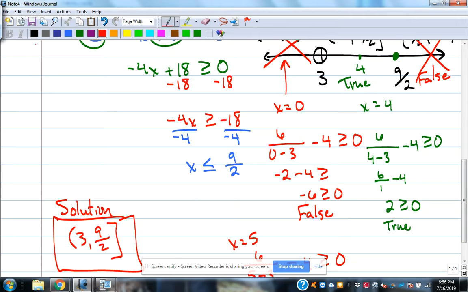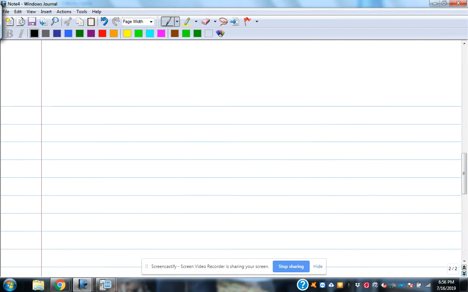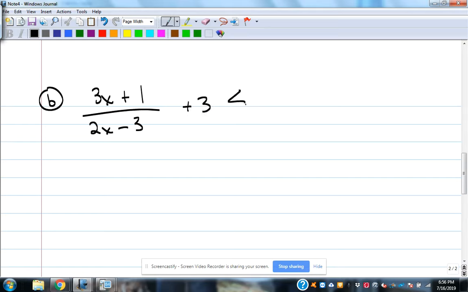All right, let's do another one. See if we can get an idea about what's going on here. And then we'll finish up for the night. All right, so we got, let's take 3x plus 1 over 2x minus 3 plus 3 is less than 7.